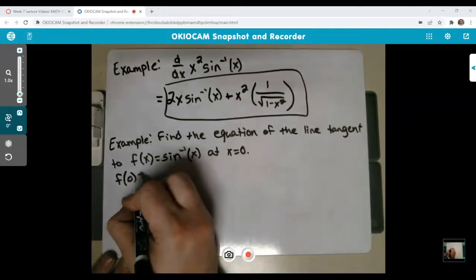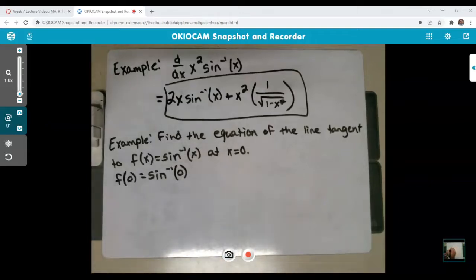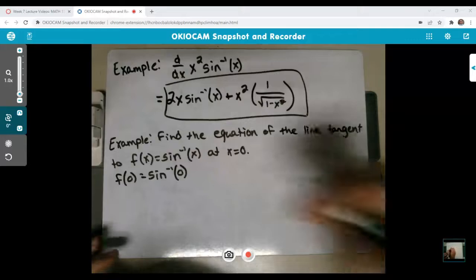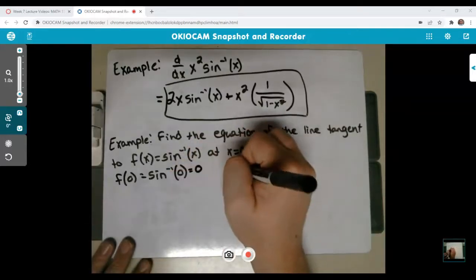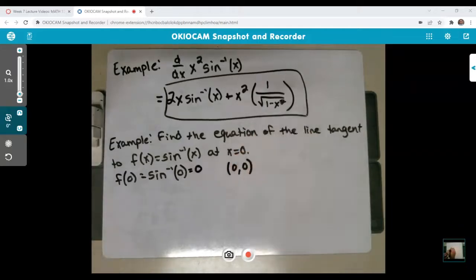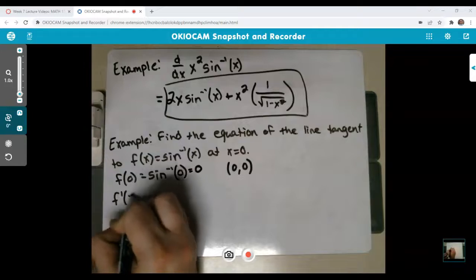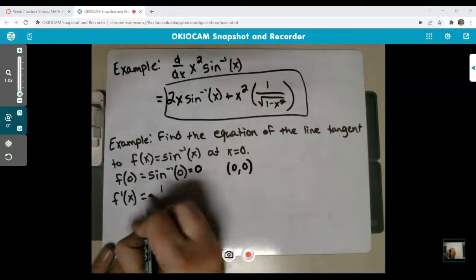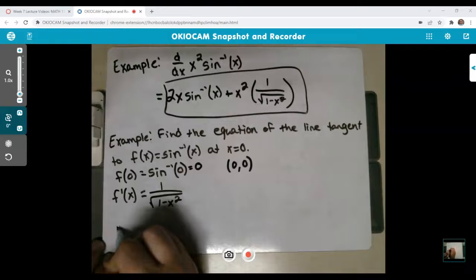So plug in f of 0, which is inverse sine of 0, which means I need to know where is sine equal to 0. If I look at the unit circle, sine is equal to 0 right here. So that's going to be equal to 0. So the point I have there is just the point 0, 0. Now to find my slope, remember we have to find the derivative. We already know that the derivative of inverse sine of x is 1 over the square root of 1 minus x squared. So my slope is the derivative at that point.